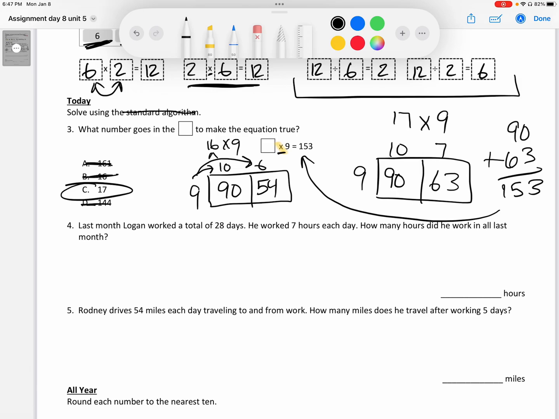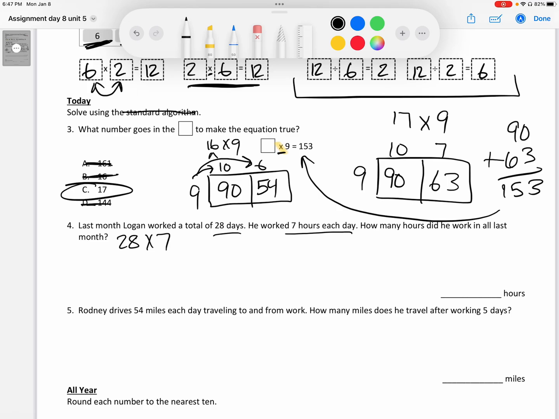Problem number 4. Problem 4 says, last month, Logan worked a total of 28 days. He worked 7 hours each day. How many hours did he work in all last month? Well, the number sentence we would write for this would be 28 times 7.